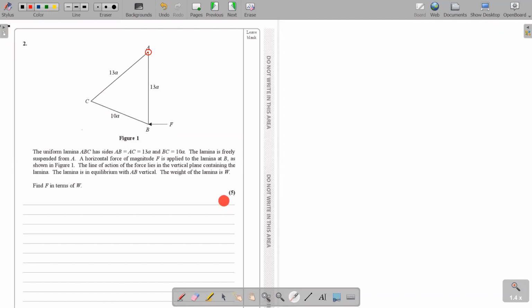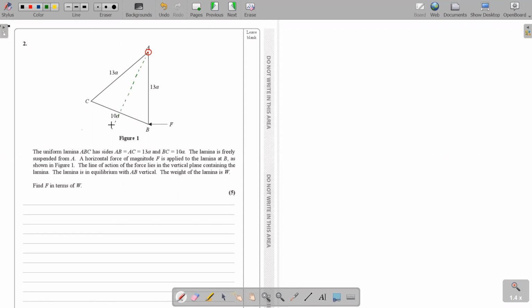It's just 5 marks. Okay, the first thing is you need to find where the weight of the lamina is acting. So where does the weight act? Normally the weight acts at the center of mass of the lamina. So you can see it's an isosceles triangle here.